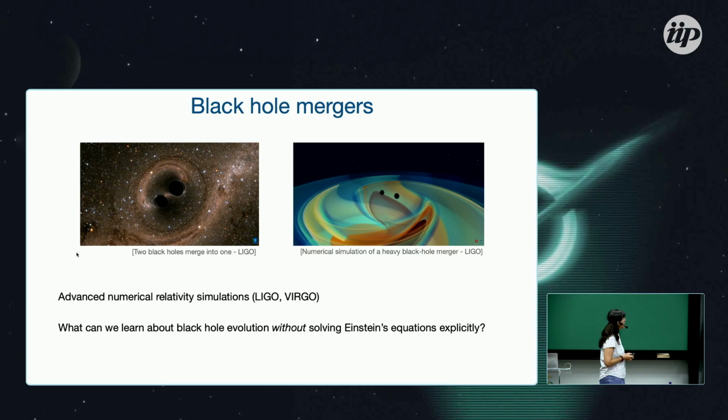Okay, so the broad motivation for this work comes from the interest in recent years in the study of very complicated gravitational processes, such as black hole mergers. These types of processes require very advanced numerical relativity simulations, which are computationally demanding. And so one question that one can naturally ask, and that broadly motivates our work, is trying to understand what we can learn about the evolution of black holes without having to solve Einstein's equation explicitly.